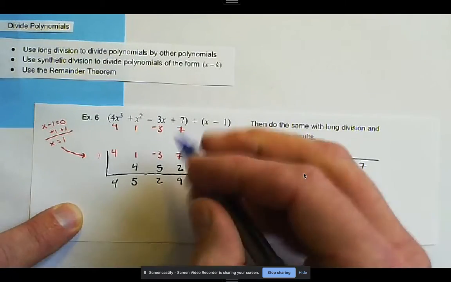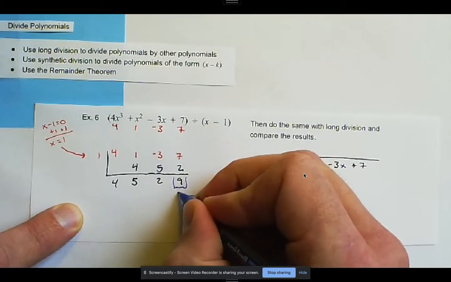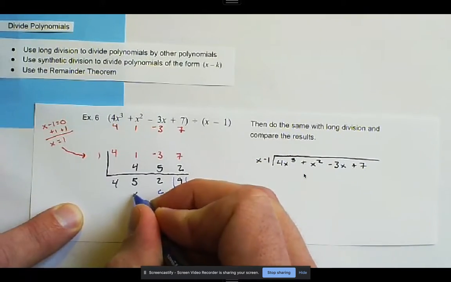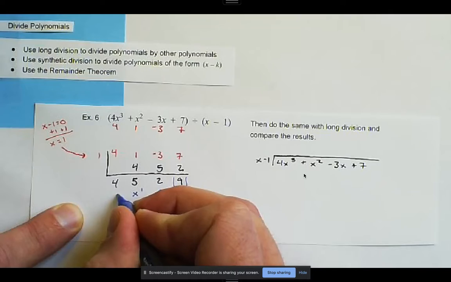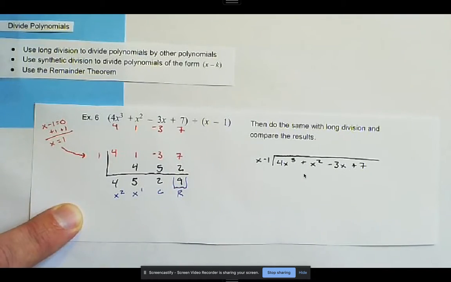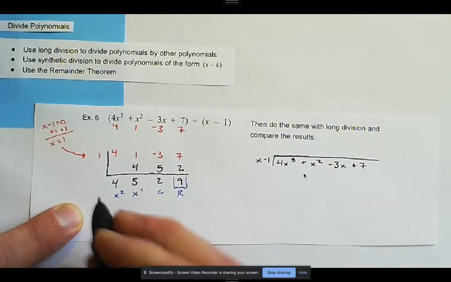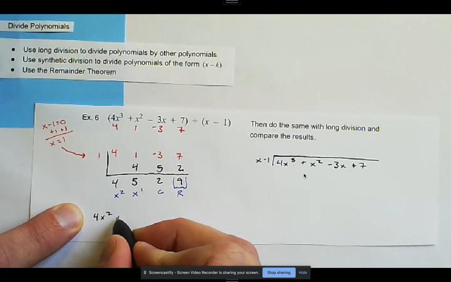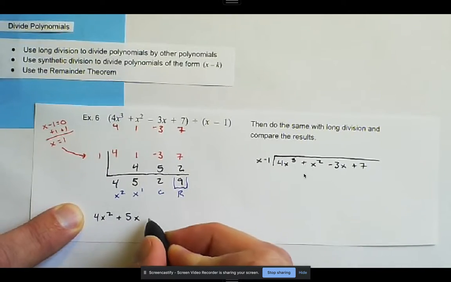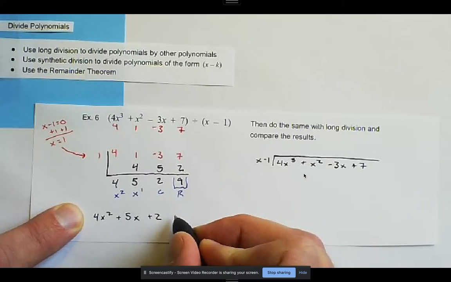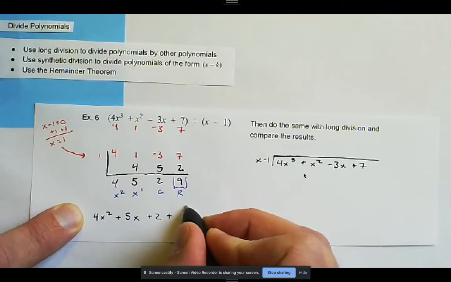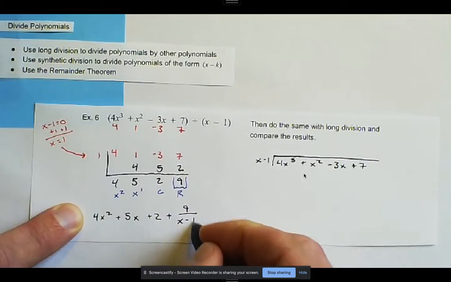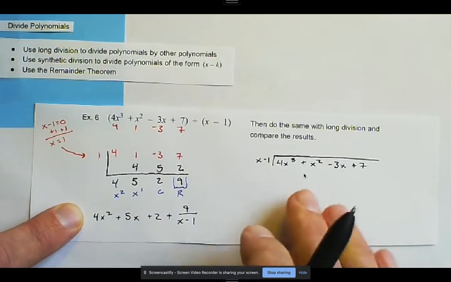And remember, this is our remainder, then our constant, then we have our linear term, and then we have our quadratic term. So our solution for this particular problem would be 4x squared plus 5x plus 2 plus our remainder, which is 9, divided by what we were dividing by, which is x minus 1. So that's one way to do it using synthetic division.